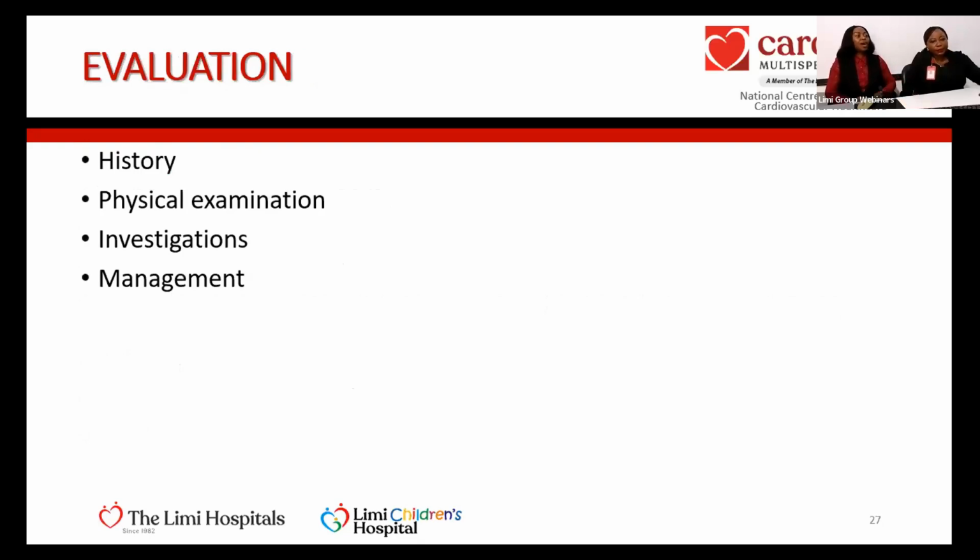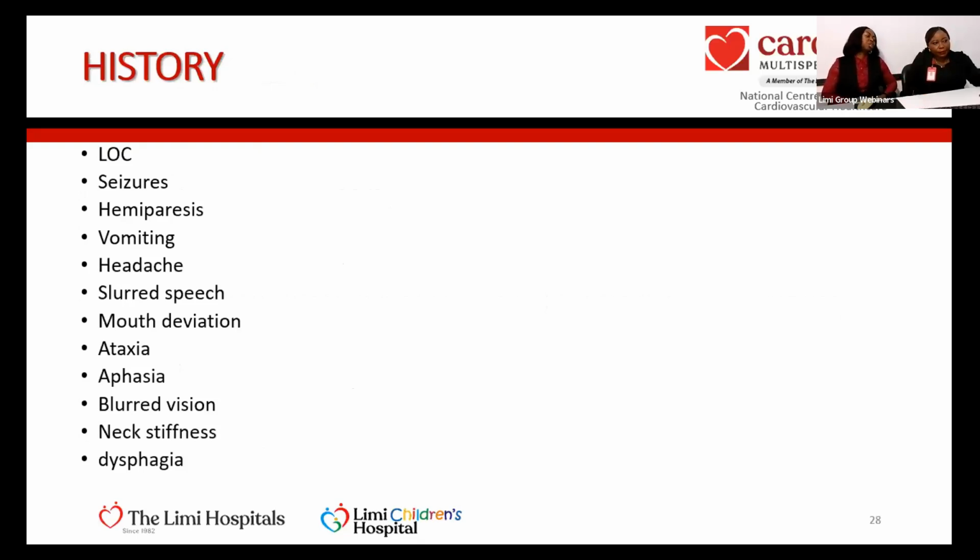So now, how do we evaluate a patient for stroke? We go through the usual process. We take a history, we perform a physical examination, we carry out investigations, and then we manage the patient based on the results. So in the history, what are we looking out for?